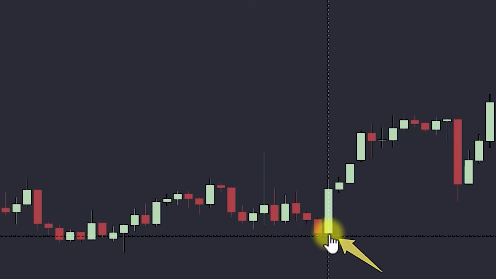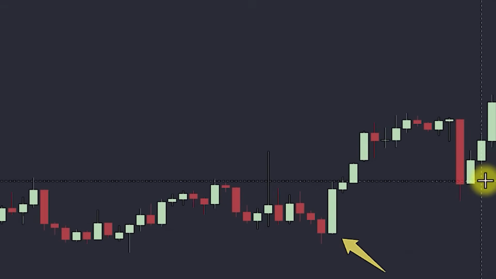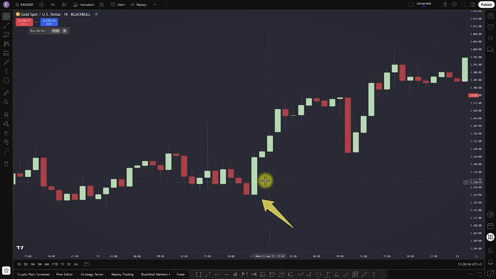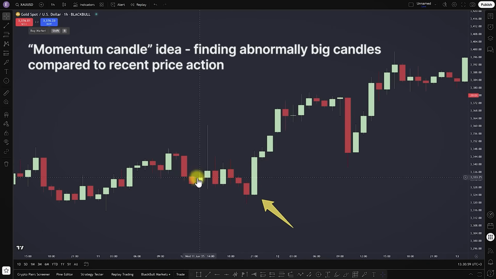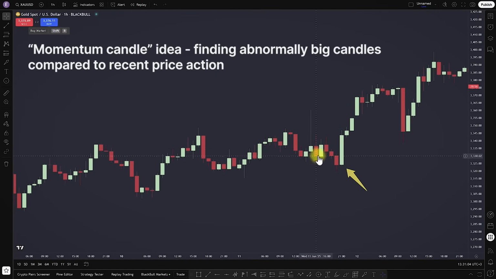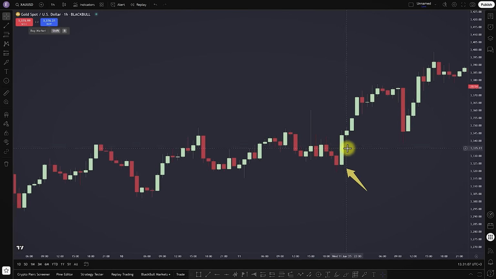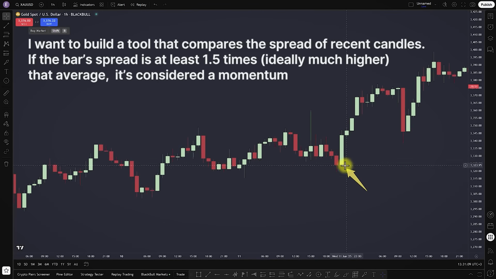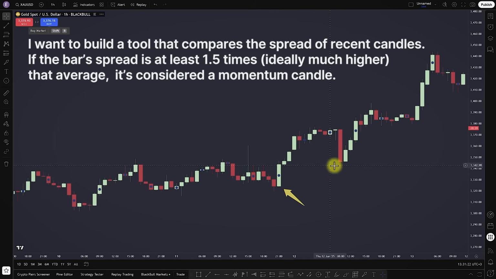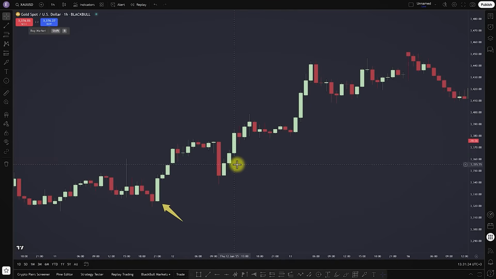Most people get momentum wrong. They see a big candle and assume it means something. But size is relative. A momentum candle isn't just big, it's abnormally big compared to recent price action. Here's my idea. The logic behind a momentum candle is simple. The spread is the high minus the low of the bar. Compare it to the average spread of the last 10 candles. If the bar spread is at least 1.5 times that average, it's considered a momentum candle. That means the range is significantly bigger than usual.